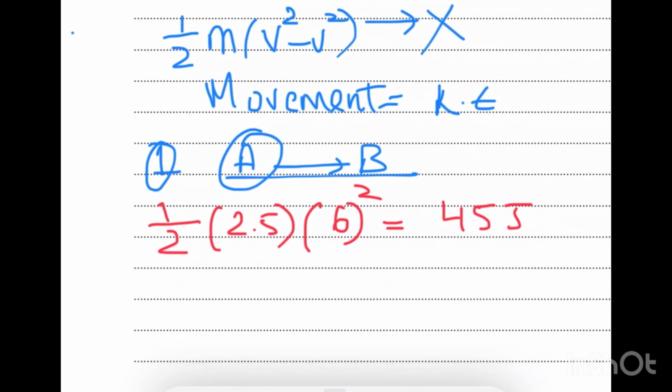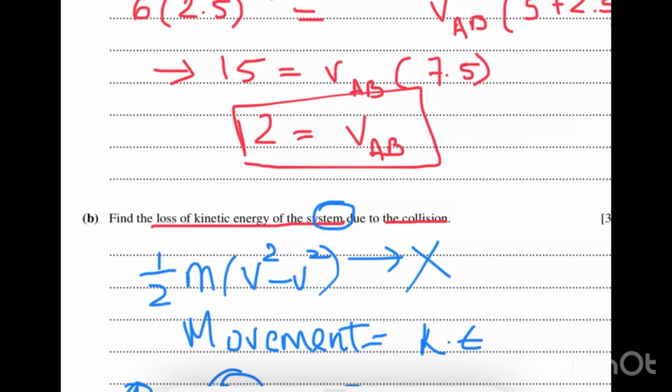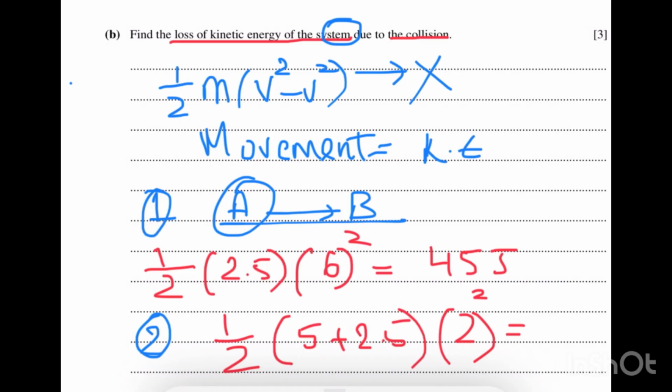Then came the second part, in which A and B collided and they became one particle. And in the first part, we found out the speed directly after collision, which means that the particle moved after collision, so there will be energy. This will be half times the mass, and since it is a combined particle, it will be the masses of both A and B, so 5 plus 2.5, and then the speed directly after collision was 2, so this will be 2 squared, and if we calculate this it becomes 15 joules.